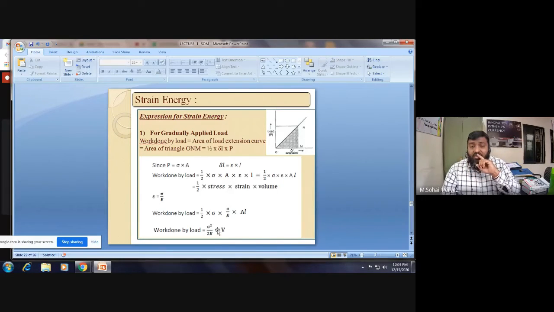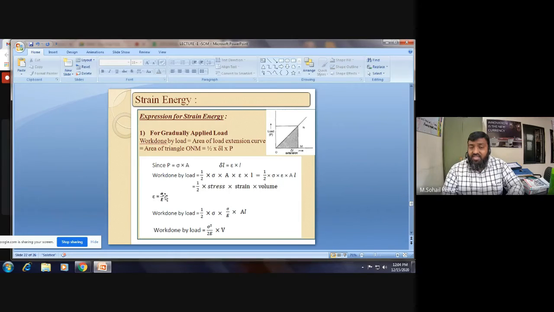Now since these are the mathematical interpretation, load is equals to stress into area, and change in length delta L is equals to strain into length. Work done, how much is the work done? So work done by the load is half. So please replace delta L by strain into L, and replace P by stress into area. So we have replaced delta L and P in terms of stress and strain. Simplified the thing. So half, this is stress, strain and volume.